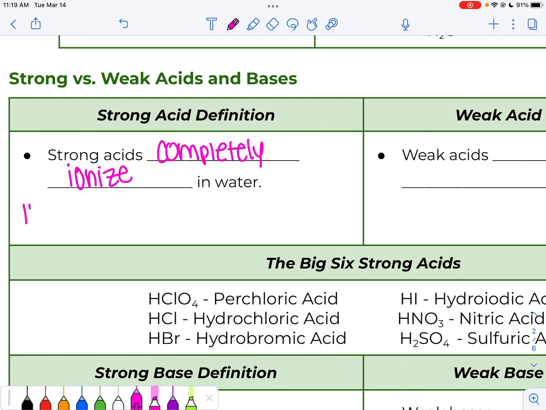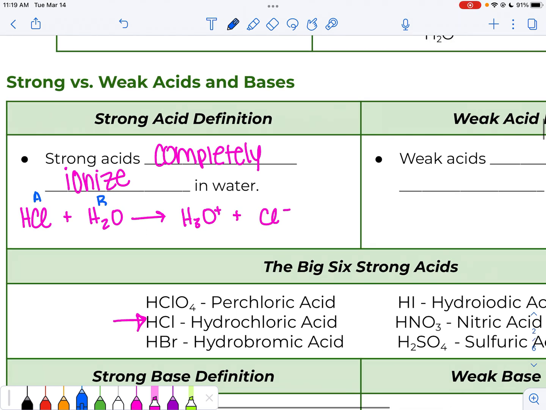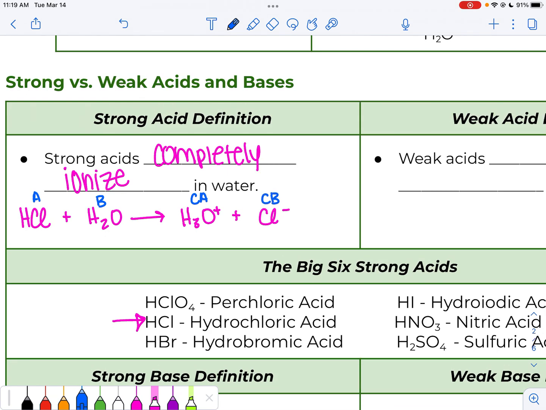So they completely dissociate to form their ions. So what would this look like? Well, it looks like that example I showed you earlier. HCl is an example of a strong acid. This thing can react with water to completely ionize. It'll form hydronium ions and our chloride ion, Cl minus. So just a reminder, here's our acid, here's our base, here's our conjugate acid, here's our conjugate base.